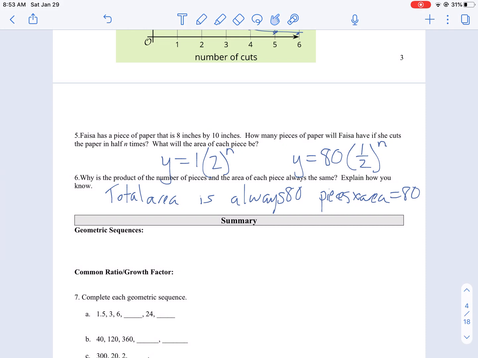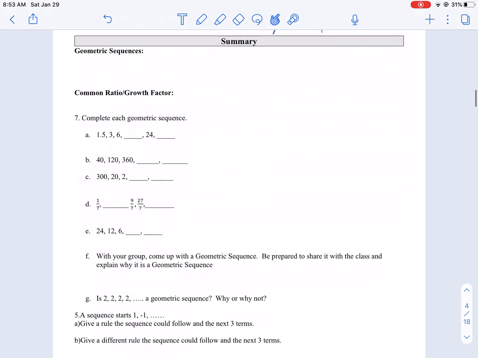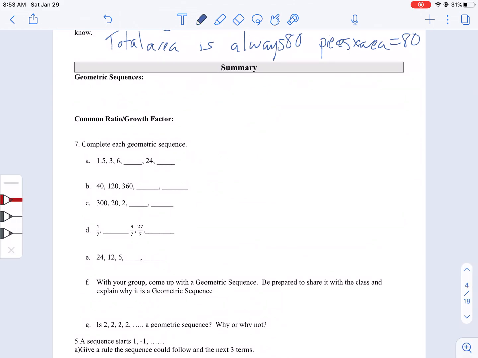So what we did today is we found a geometric sequence. And a geometric sequence has a common ratio. So it's when you're multiplying to get the next term. The common growth ratio, or the growth factor, is r, and it's what you multiply by.